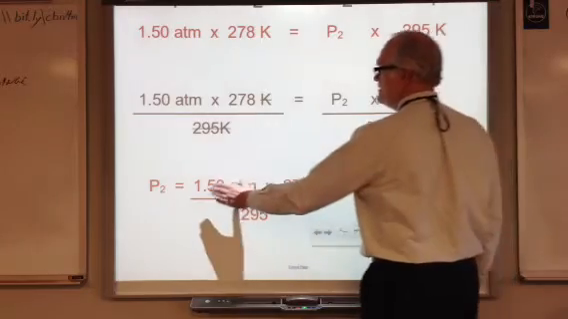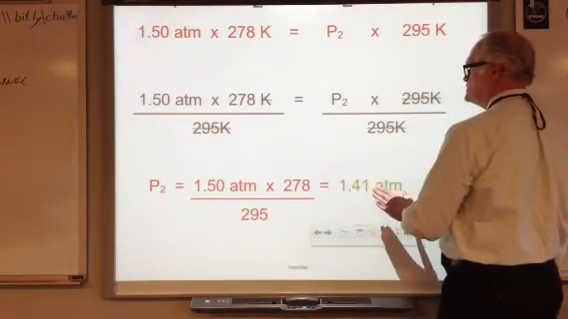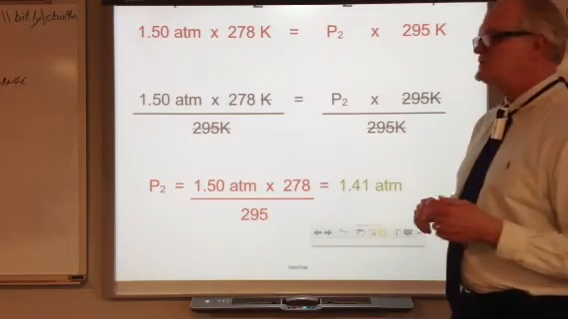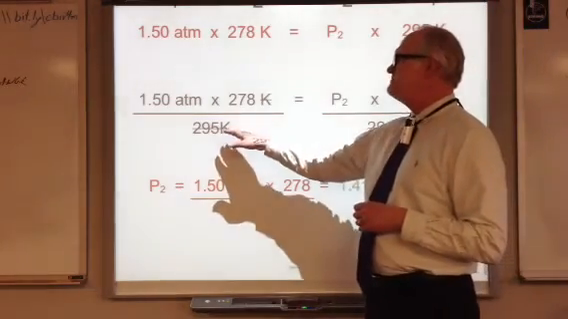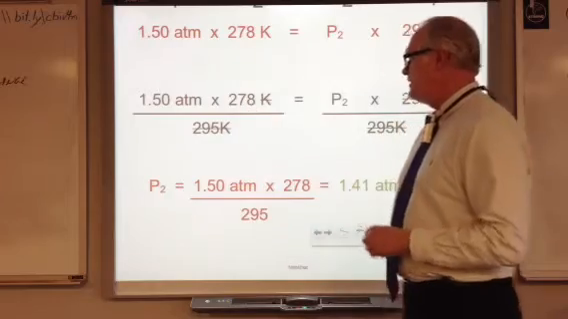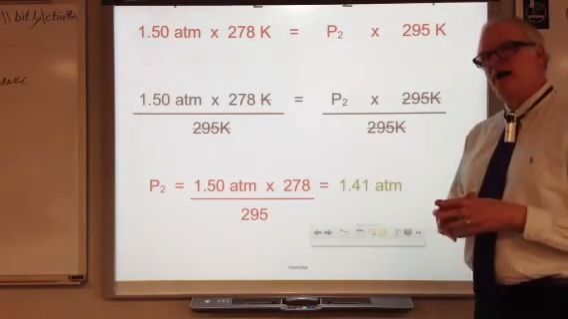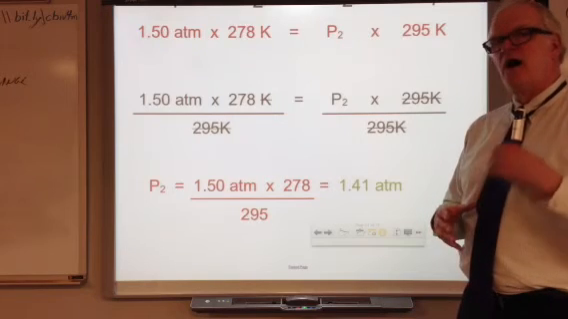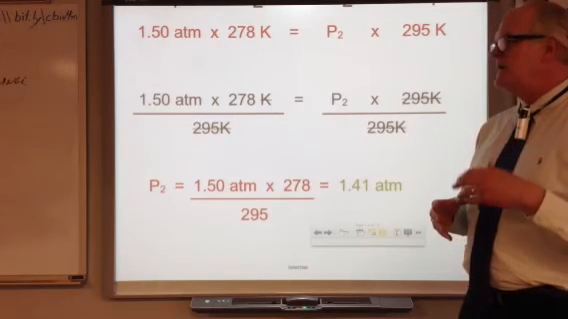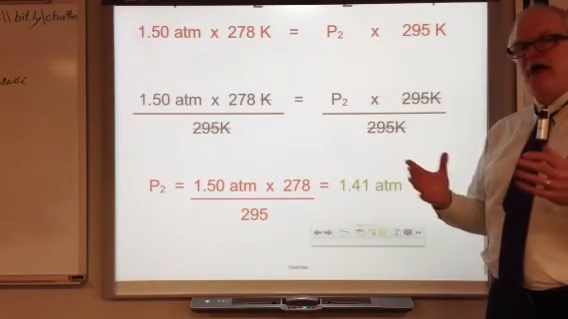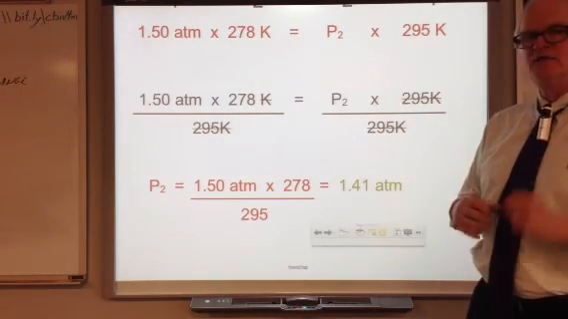So from the beginning of the problem to the end, pressure went down. Remember, our original temperature was 22 degrees Celsius, or 295 Kelvin. Temperature went down. So when temperature went down, pressure went down. That's what we expect from Gay-Lussac's law. Pressure and temperature are related directly, and that's what happened in this problem. There you have it. There's an example of Gay-Lussac's law.